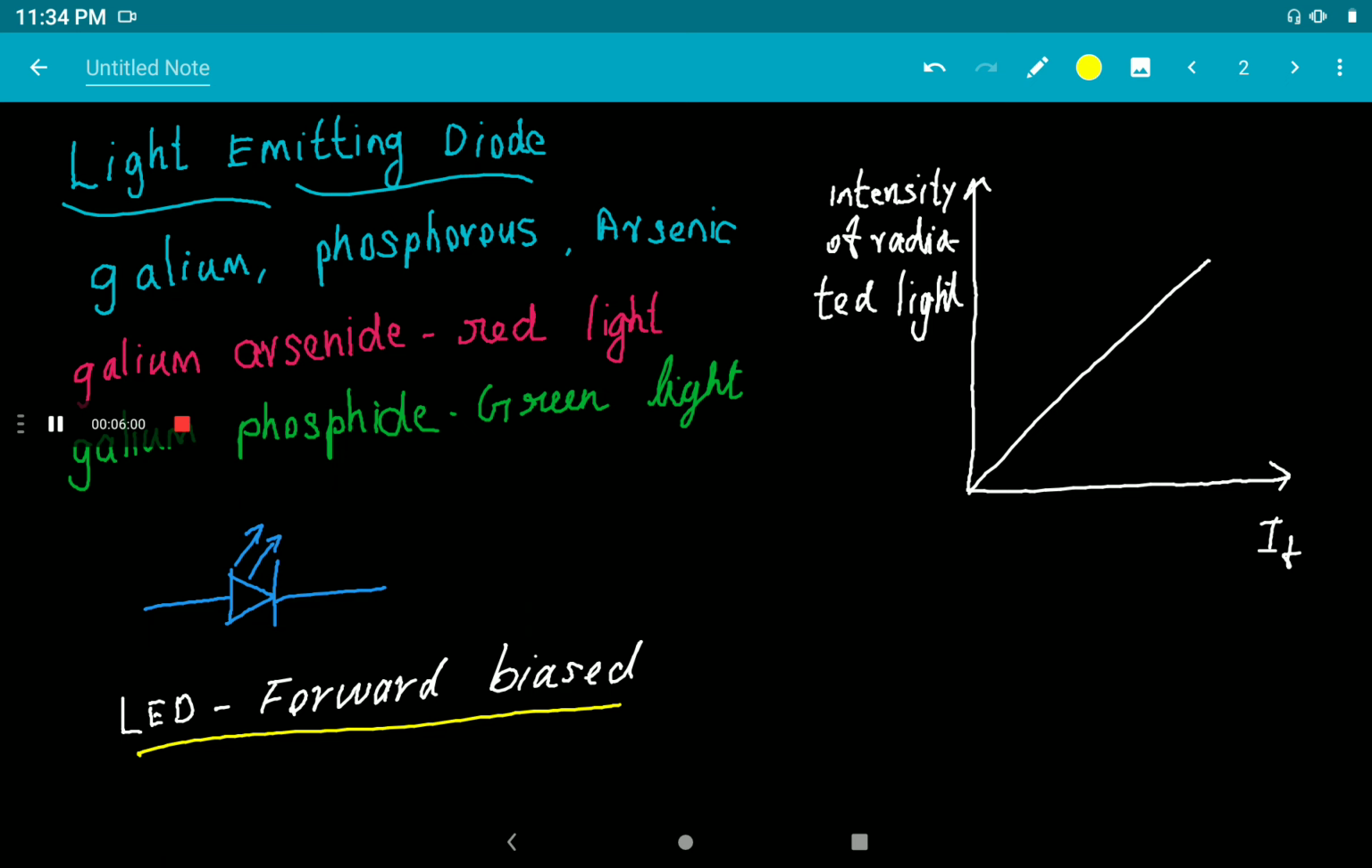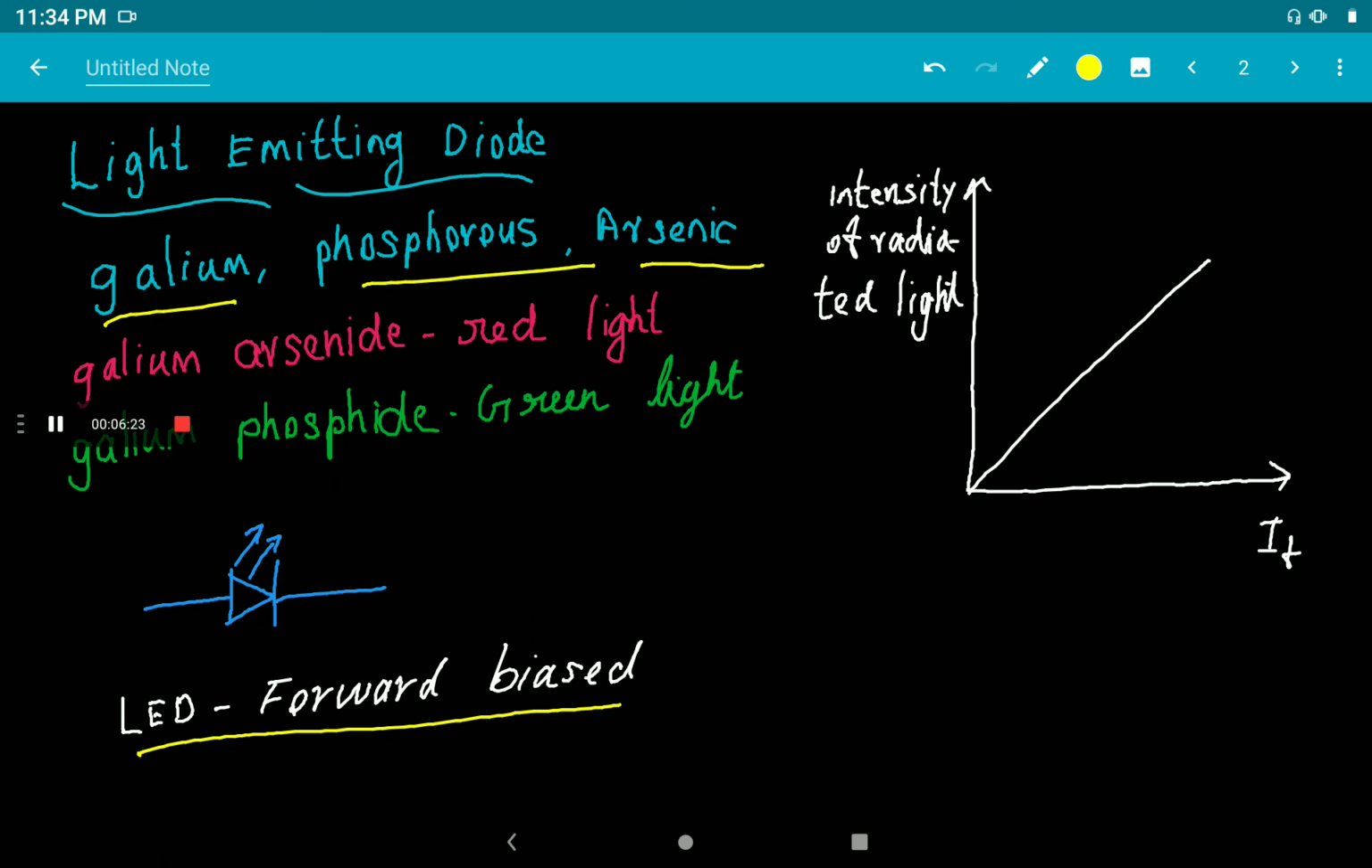How can it produce light? A normal silicon or germanium diode will not produce light, so the LED is not made from silicon or germanium. So they are made using gallium, phosphorus and arsenic.